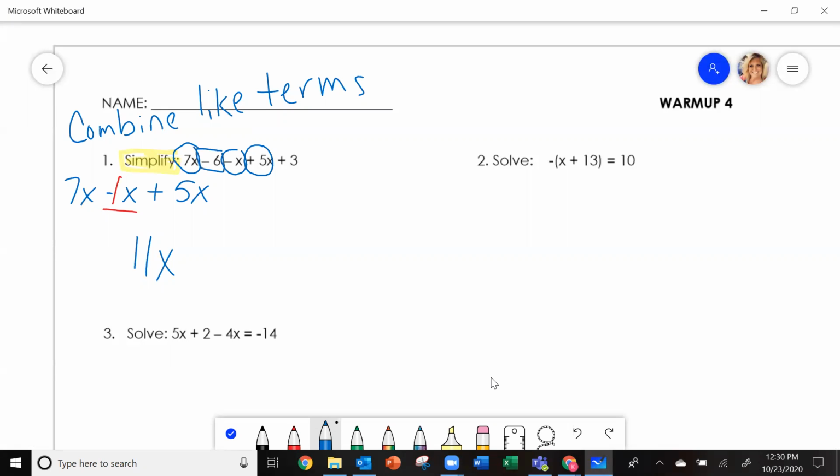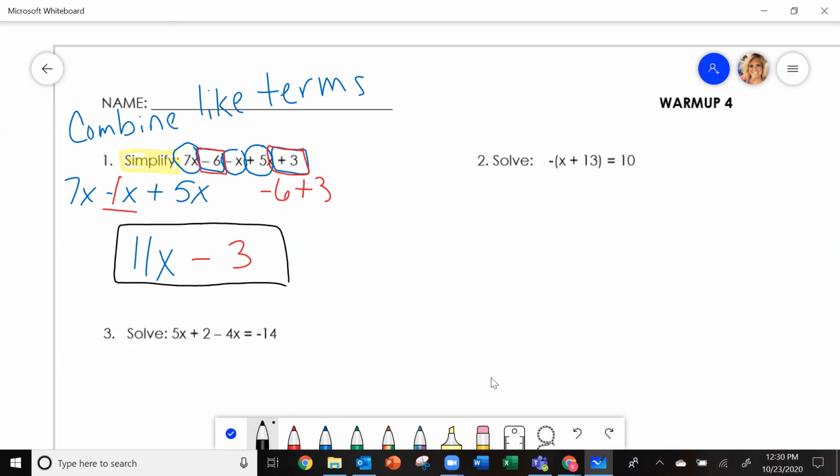Then I take negative 6, my bad. Right here, negative 6 plus 3. Negative 6 plus 3 gives you negative 3. This is your final answer. There's no equal sign anywhere in there because all you're doing is combining like terms.